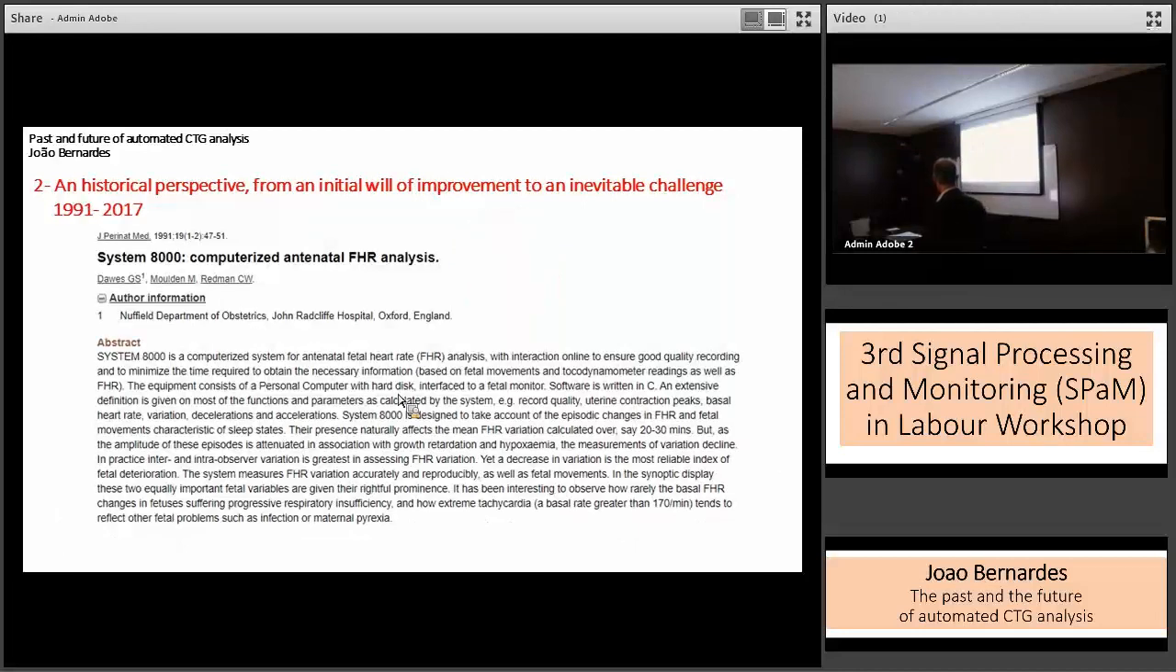Okay, and finally, in 91, this group came with the System 8000, a commercial version of the System 8000 that rapidly became widespread and used in many centers, namely in the UK, for antepartum CTG analysis.